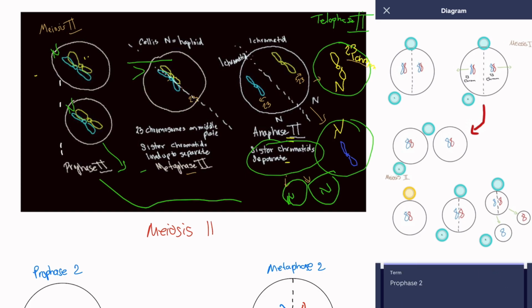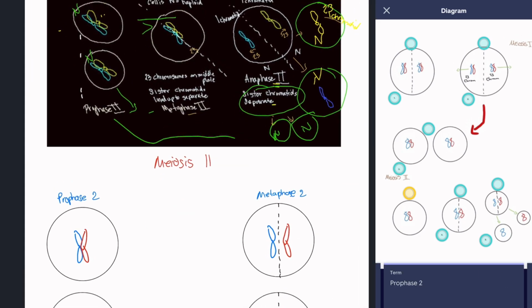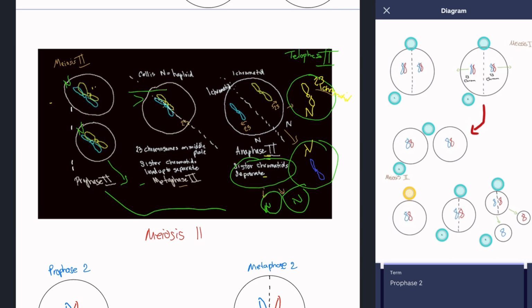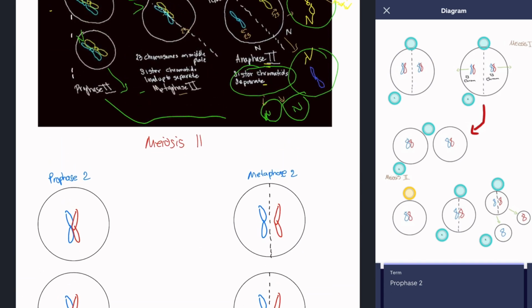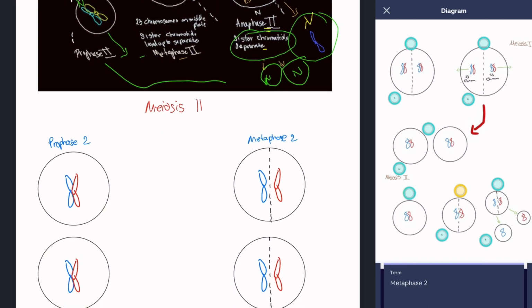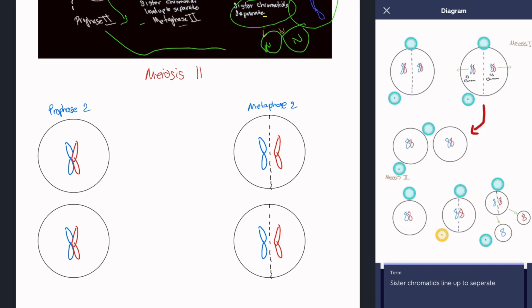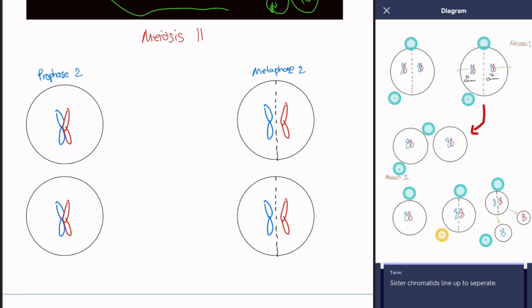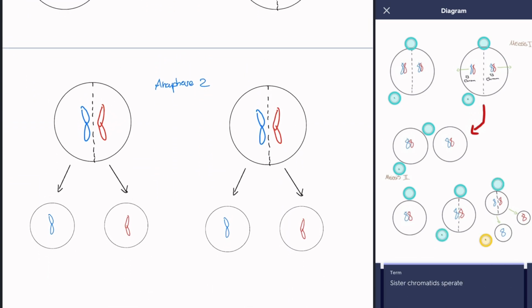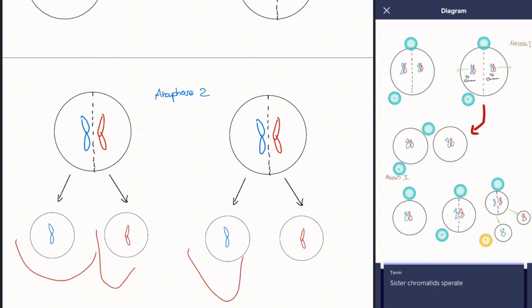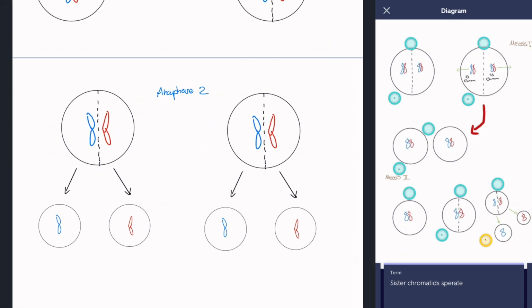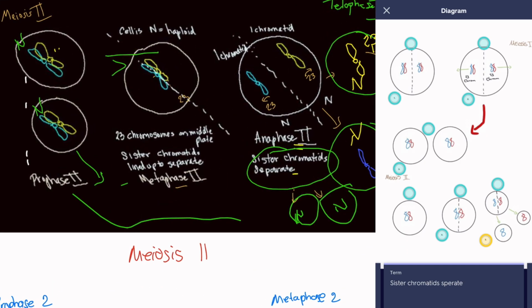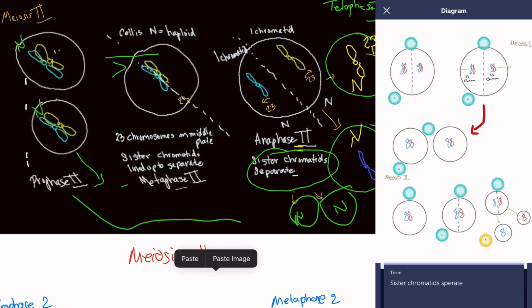Okay, moving on to meiosis 2. It looks like we have to know prophase 2, metaphase 2, and anaphase 2, but I'll summarize them in an easy way. For prophase 2, it looks like nothing's written, so I don't think anything's really going on. Even in the video, it says that during prophase 2, nothing really happens. So we can skip it. Moving on to metaphase 2. In metaphase 2, the sister chromatids line up to separate. And then in anaphase 2, the sister chromatids separate, therefore giving us 4 haploid daughter cells. That should be it with basically everything.